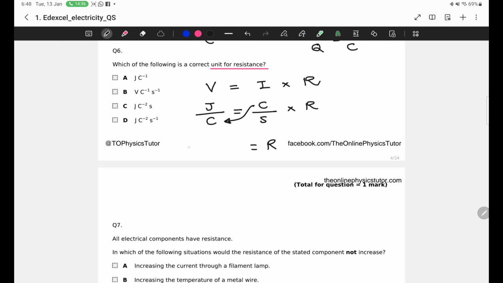So this coulomb becomes coulomb square. Joule remains as it is, second remains as it is. But coulomb into coulomb becomes coulomb square, and it becomes per coulomb square. Now if you compare with the given options, the answer is joule per coulomb square into second. So the right answer is C.